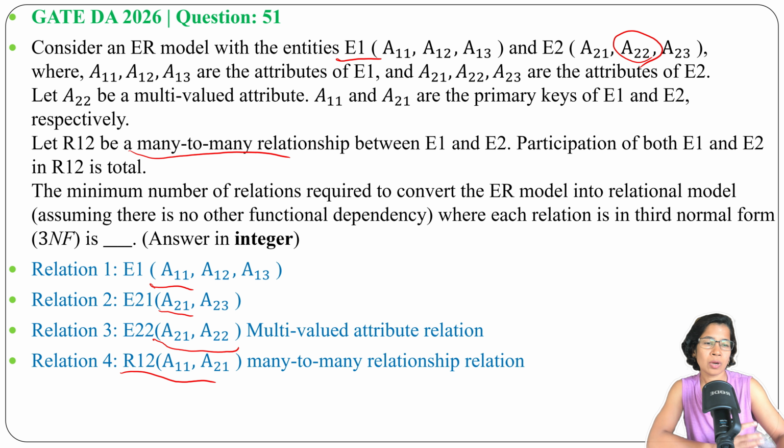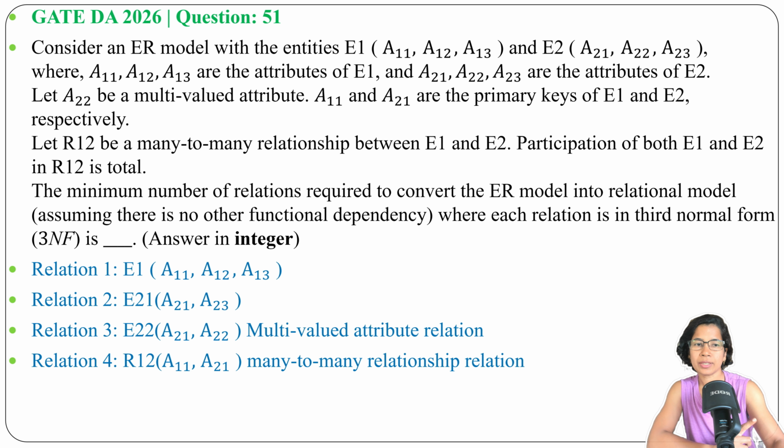Just remember, for a multi-valued attribute, for a many-to-many relation, for an n-ary relation, and for weak entities there will be a separate table. For others there will be just one table. For E1 one relation, E2 another relation. For A22 one separate relation as it's a multi-valued attribute. For R12 one separate relation as it is a many-to-many relation. For one-to-many and many-to-one, no separate relation is required. For many-to-many relation we need a separate relation.